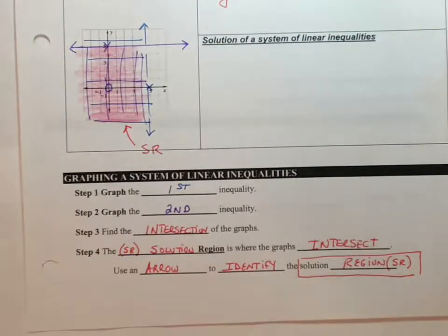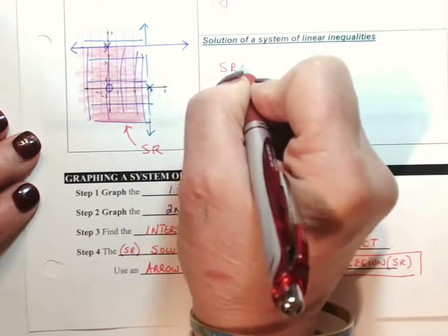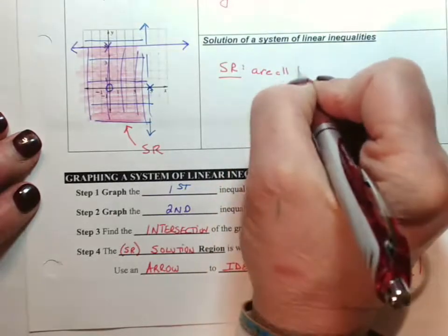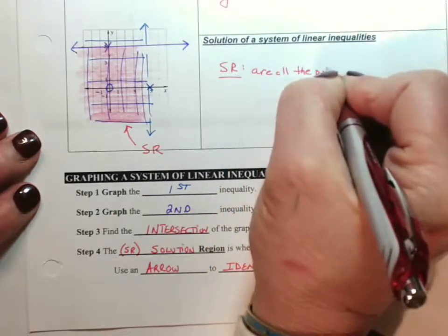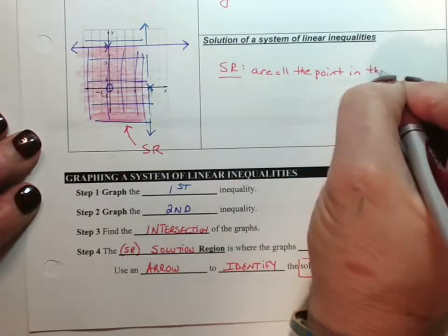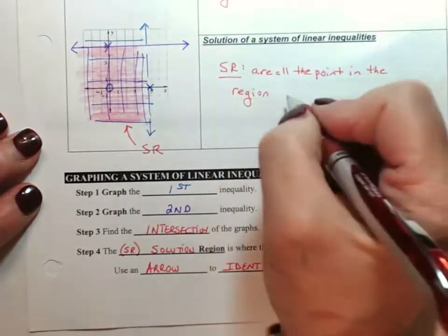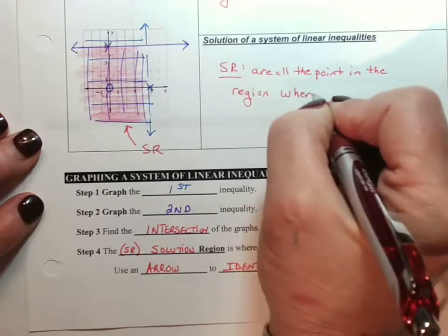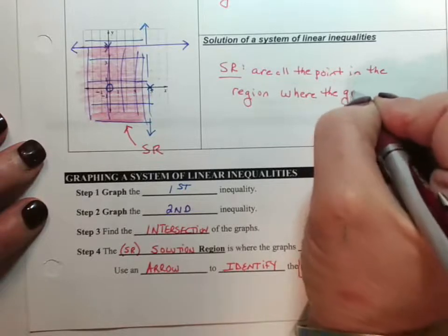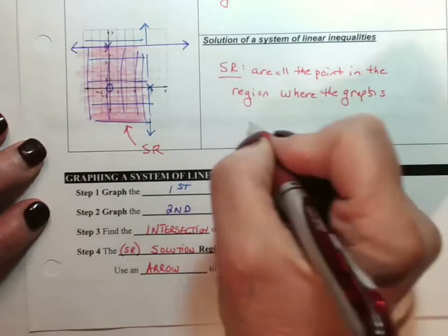So SR are all the points in the region where the graphs intersect.